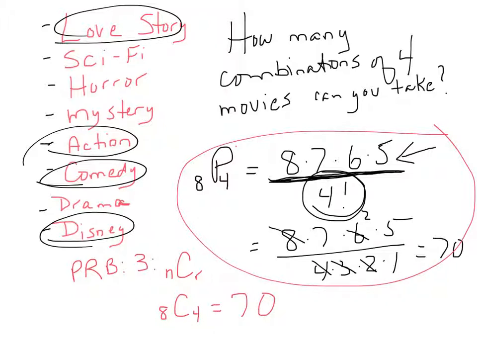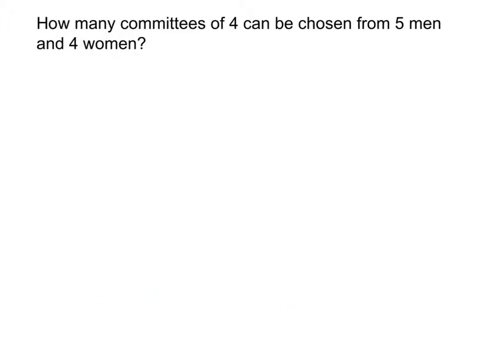So you don't have to remember how the combination is formed by starting with the permutation and then dividing out the repeats. You don't have to remember any of that. Just know that it's a combination. Put that into your calculator and you will get 70. So this is another kind of problem. How many committees of 4 can be chosen from a group of 5 men and 4 women?